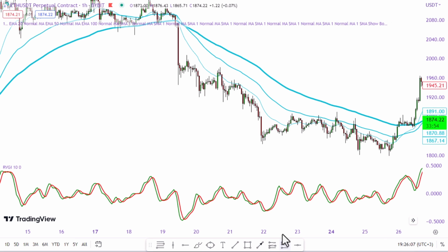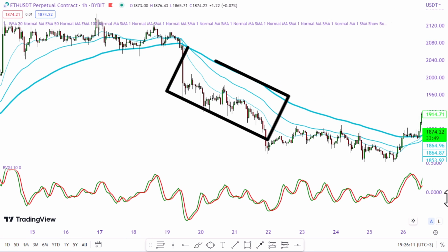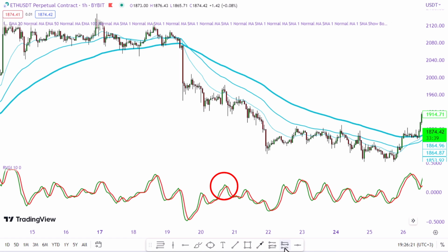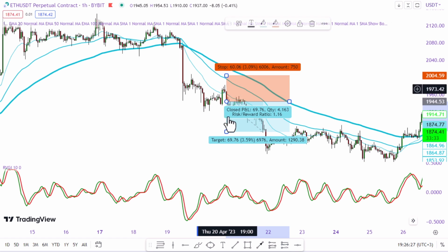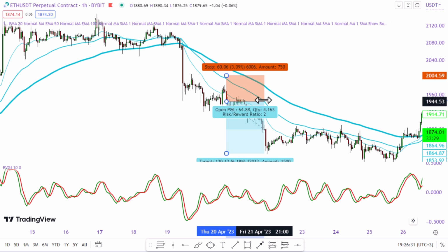In the second setup, we want to sell. In this chart, the 20 period EMA is below the 50 and the 50 is also below 100. So first, we're waiting for the pullback to the exponential moving averages and for the RSI oscillator lines to reach the overbought area. Once the RSI indicator makes a bearish cross below the center line, we can take a short position and place our stop loss above the nearest swing high or above the 50 period exponential moving average.